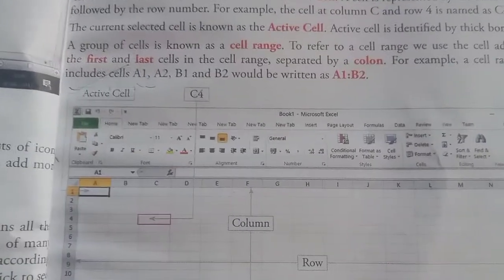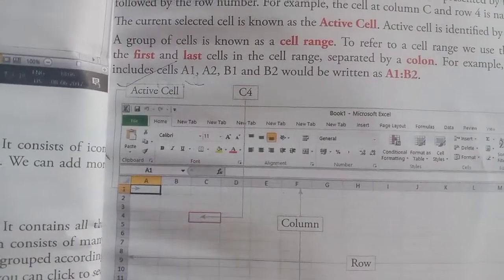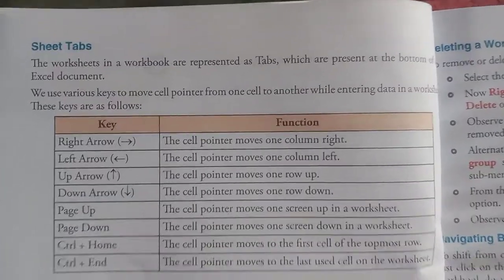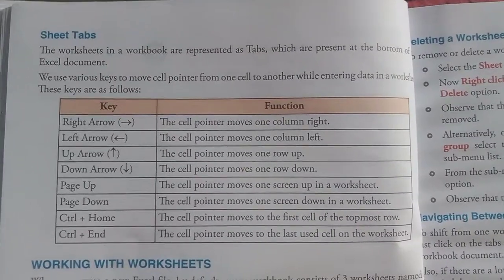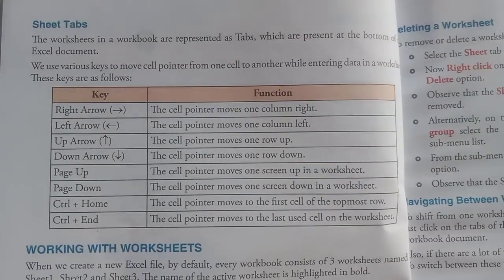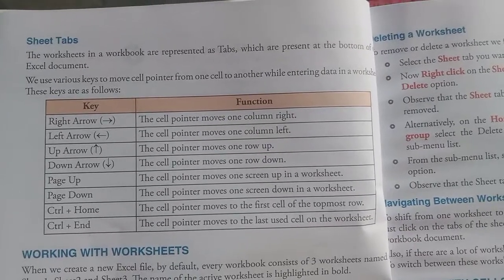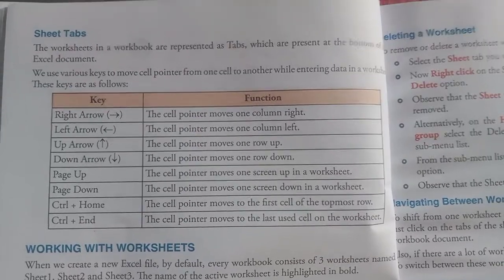Now moving forward to the next topic in the same chapter, sheet tabs. I already told you before starting the chapter, if you want to add more sheets, we can add more sheets. And students, all of you know that by default, how many sheets we get in a workbook? 3. The worksheets in a workbook are represented as tabs which are present at the bottom of an Excel document. The Excel document automatically gets 3 sheets.